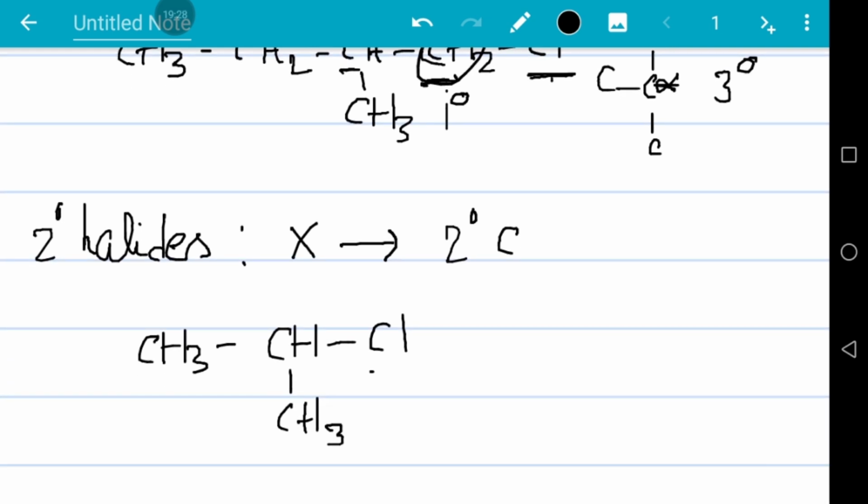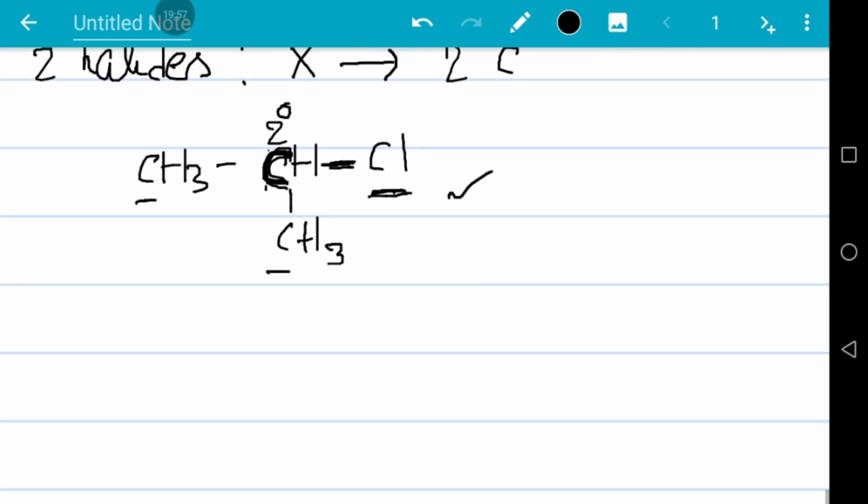Why? Because here chlorine is the halogen, and halogen is attached to this carbon. You have to check whether this carbon is primary, secondary or tertiary. Around this carbon, how many other carbons are there? Two other carbons are there. So that's why it is a secondary carbon. Halogen is attached to a secondary carbon, so this is the example of a secondary halide. So this is one of the classifications, the secondary halides.